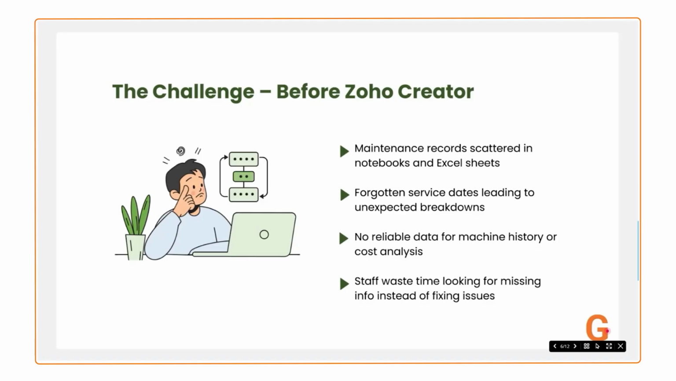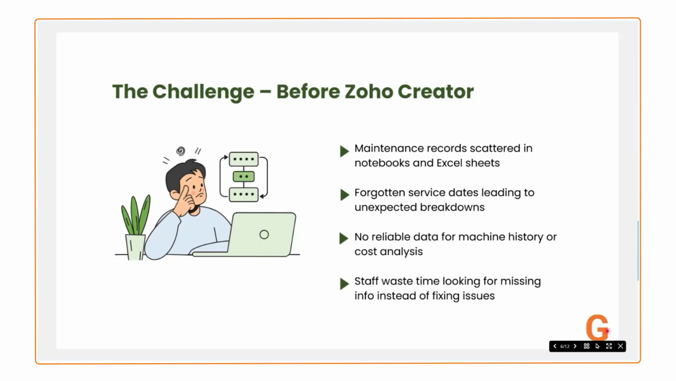Now, secondly, service dates were often forgotten. Without automated reminders or a centralized system, machines would go without servicing for months until they actually broke down. By the point that they would realize it, it was already too late. The time was lost.